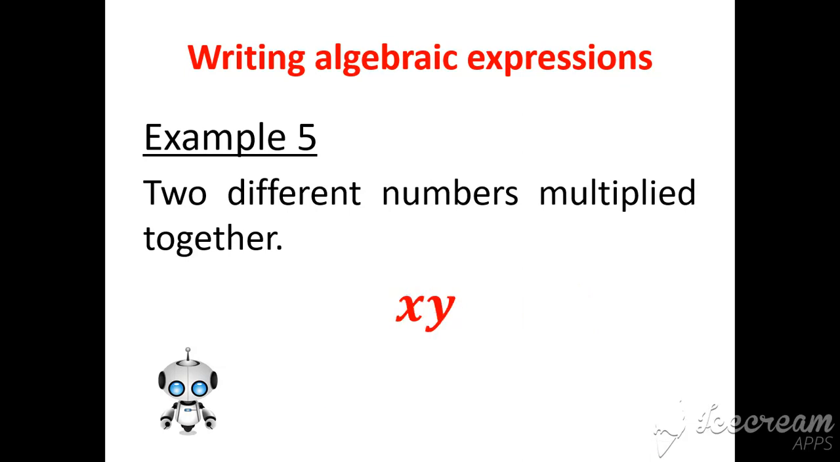We could do x and y, we didn't have to use a and b. xy in algebra means a number x times a number y. Two different numbers being multiplied together, in any letters or any symbols you choose.